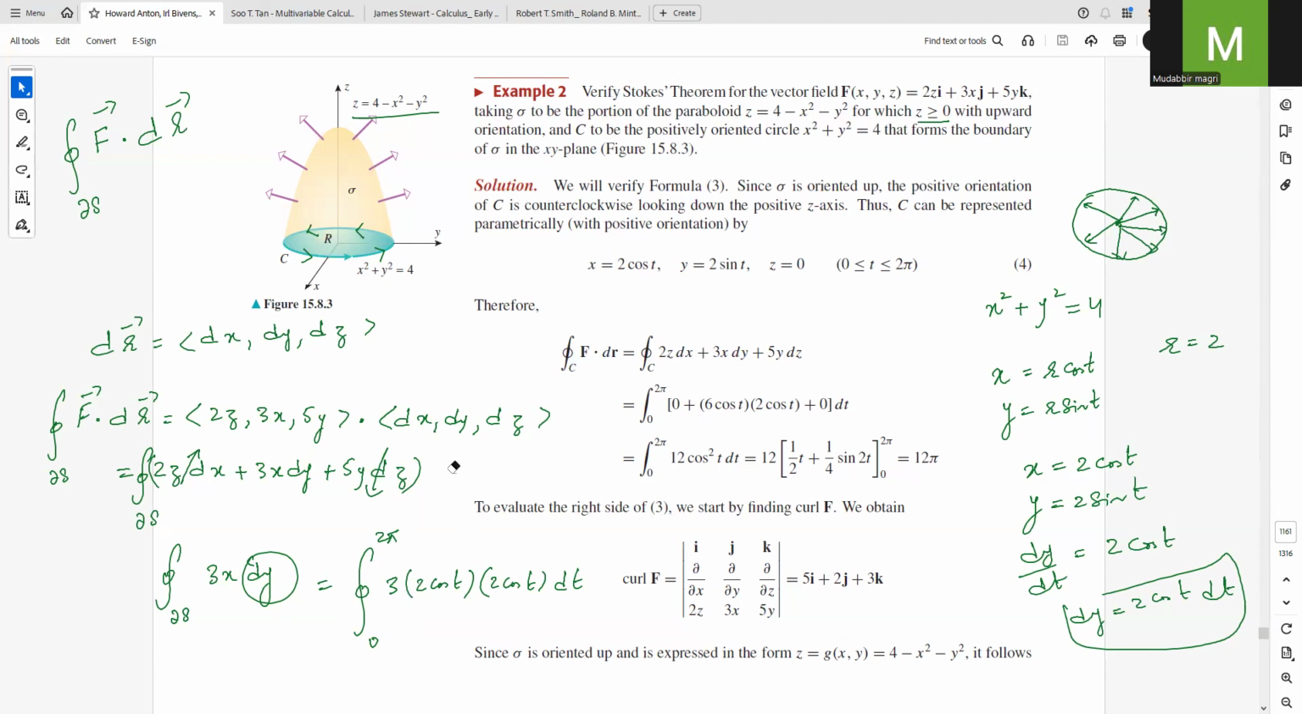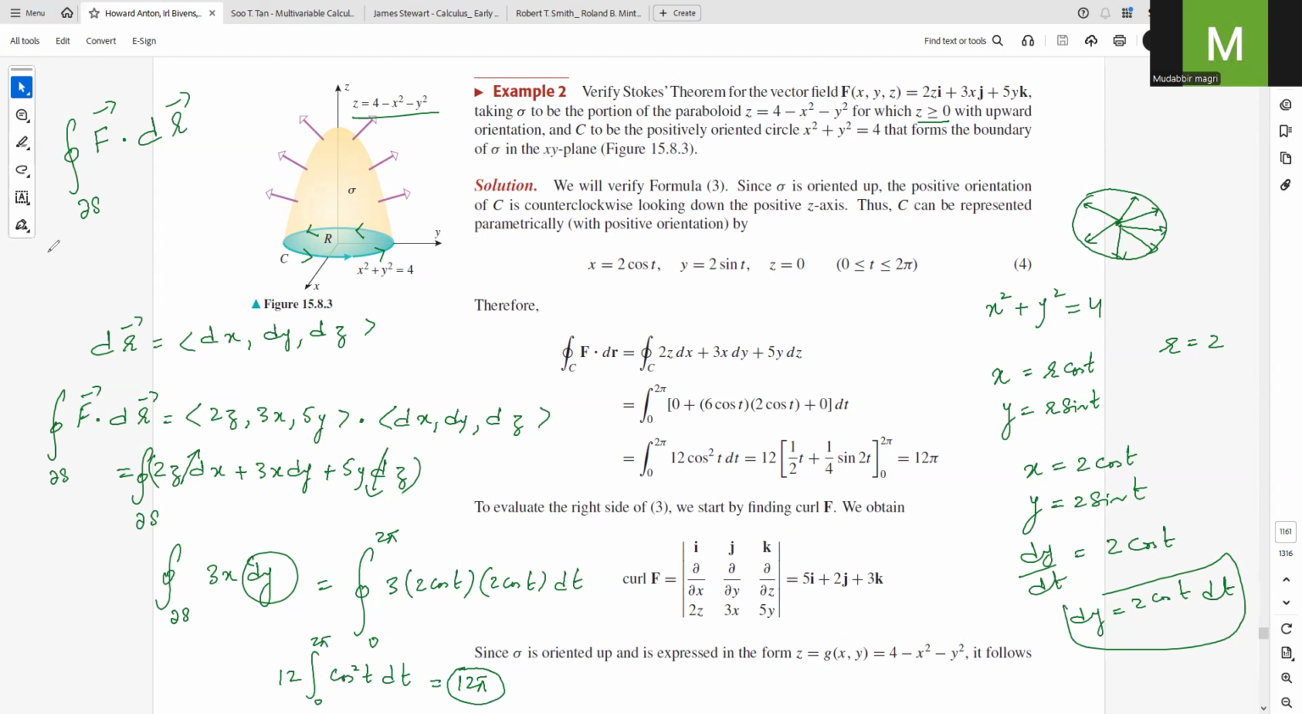So we can now simply integrate this one. We get 3 times 2 is 6, times 2 is 12, so 12 cosine squared t dt from 0 to 2 pi, and solving this we will get 12 pi, right? Now we need to keep a record of this result, that is, the line integral of the force F.